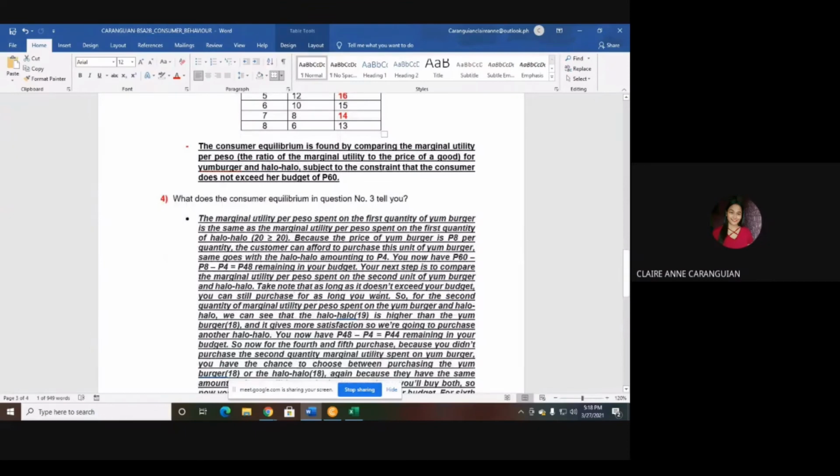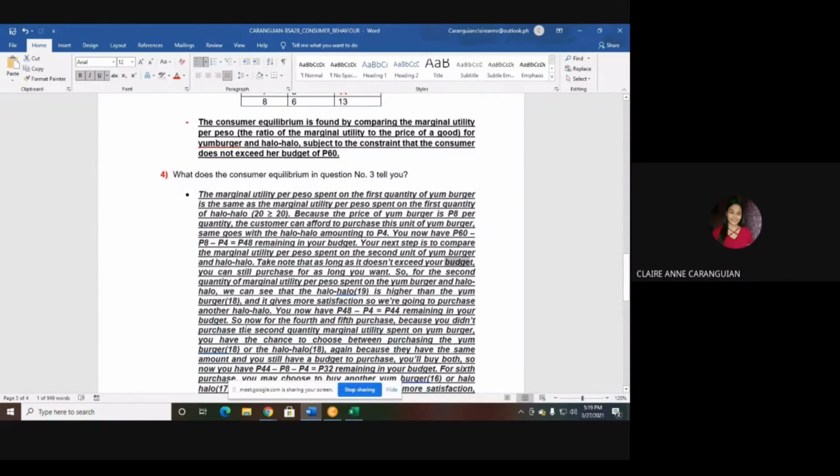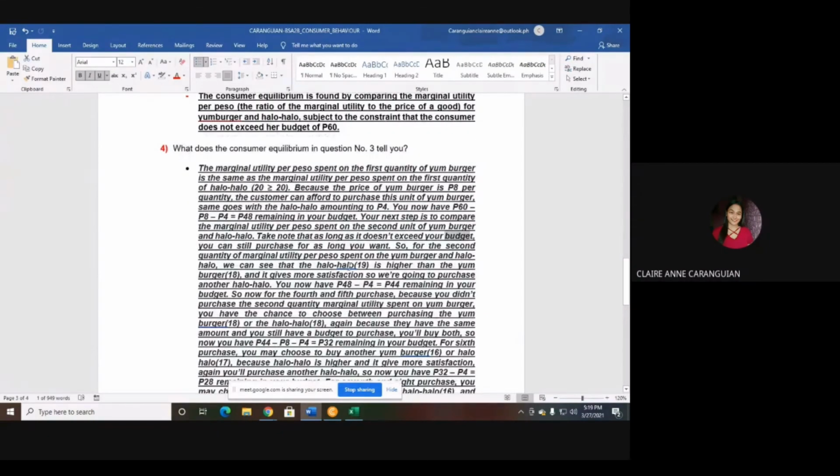So take note that as long as it doesn't exceed your budget, you can still purchase as long as you want. So for the second quantity of marginal utility per peso spent on a Yum Burger and Halo Halo, we can see that the Halo Halo, 19, is higher than the Yum Burger, which is 18 of marginal utility. Halo Halo must give us more satisfaction. So we're going to purchase another Halo Halo.